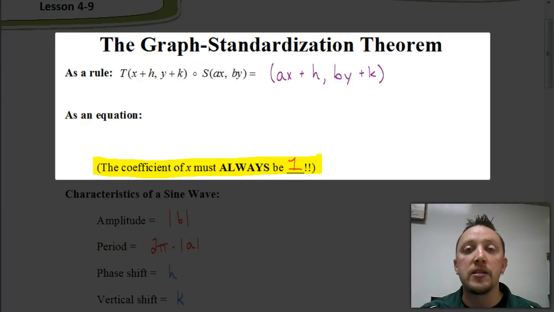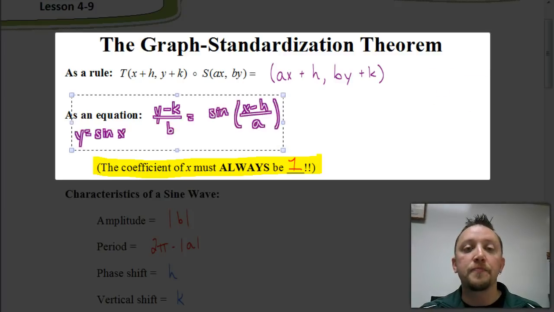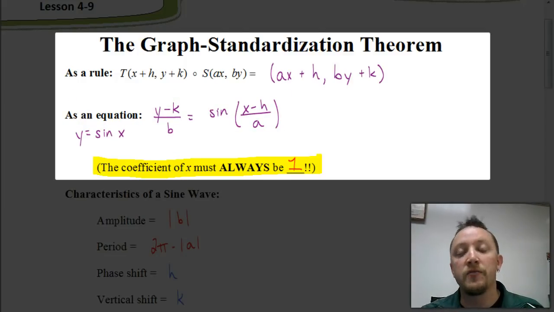And we could translate this now into an equation to talk about how, for example, the sine function would change if we applied this particular rule to the sine function. And if you do that, we get this equation here. We get y minus k, because if you take the opposite of what happens to the y, it'll be y minus k, divided by b, because we do the opposite of what's happening to the y with the scale change. Since our scale change is multiplying by b, we would do the opposite, divide by b.